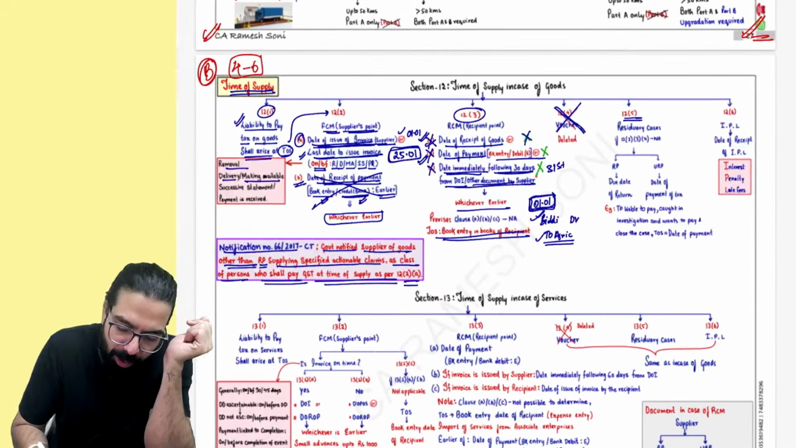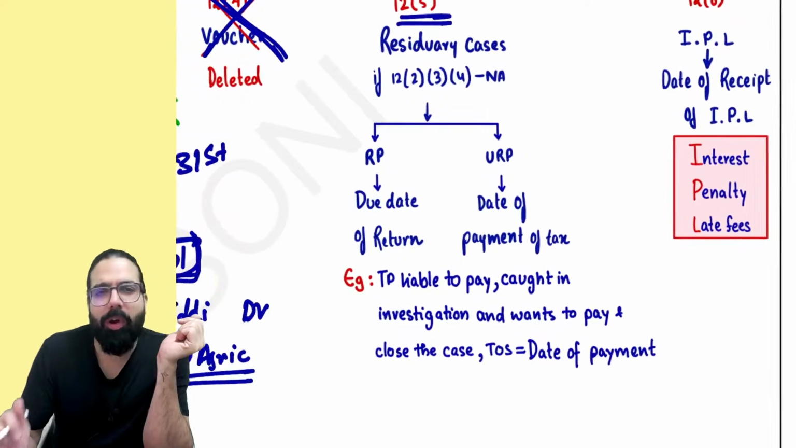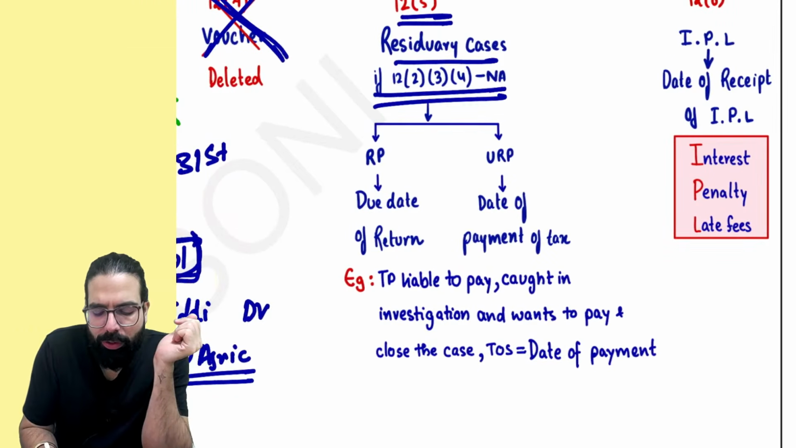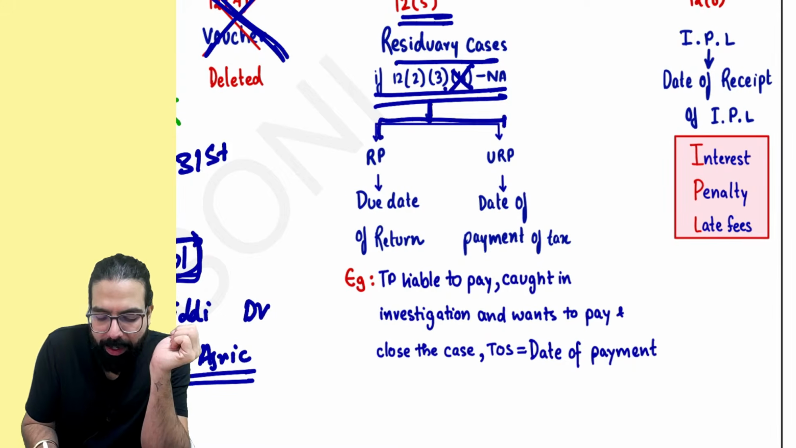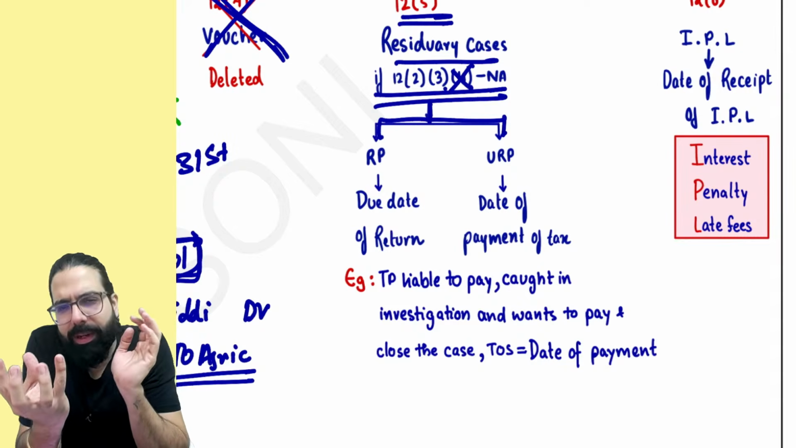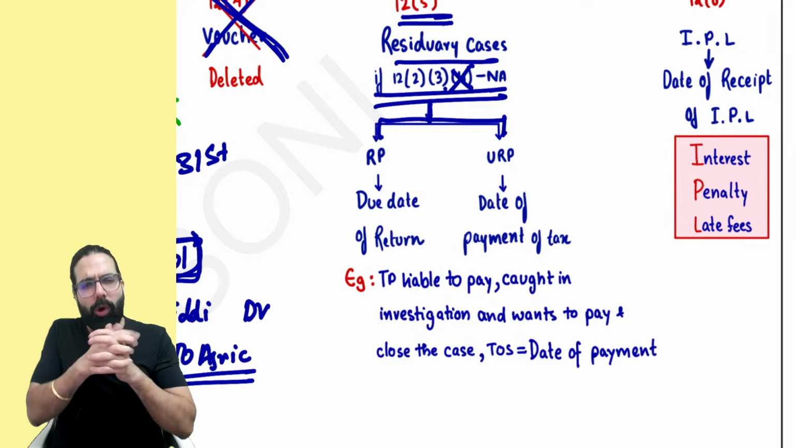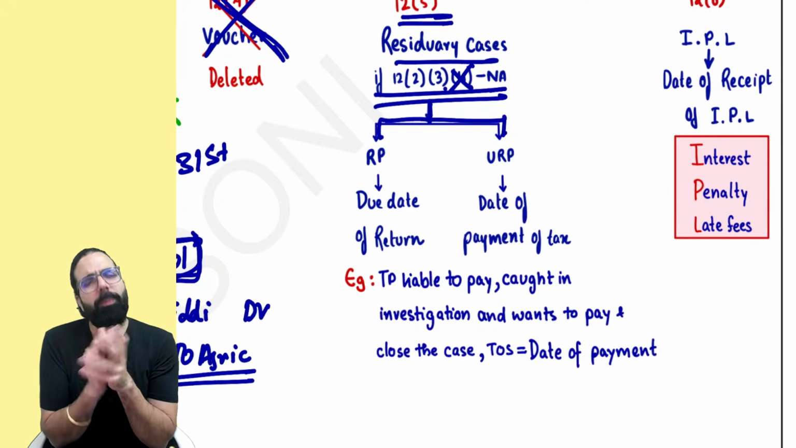12.5 says if you are not falling under any of these cases, section 12.2, 12.3, 12.4, then what will be your liability date? For example, I have collected some tax and now I want to pay this tax to the government, but on this tax forward charge is not applicable, reverse charge is also not applicable, but I have to pay some tax to the government.